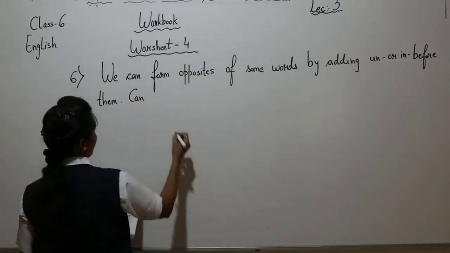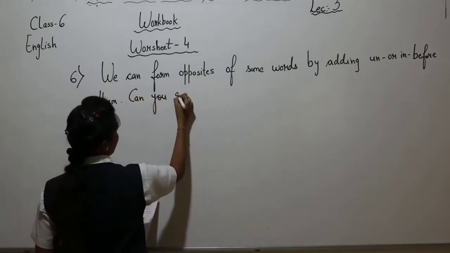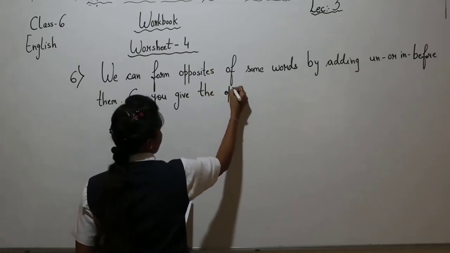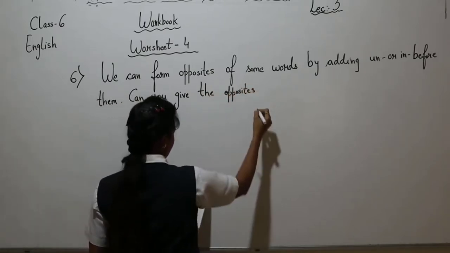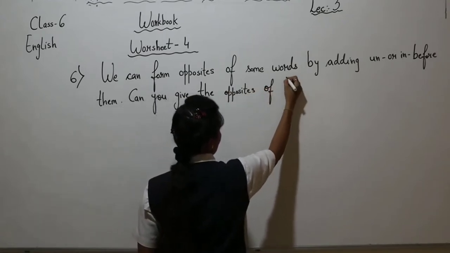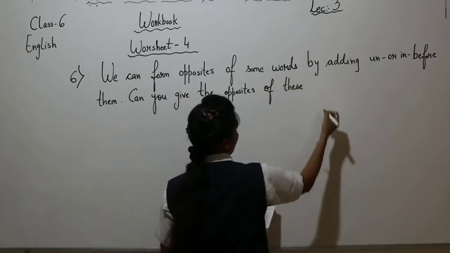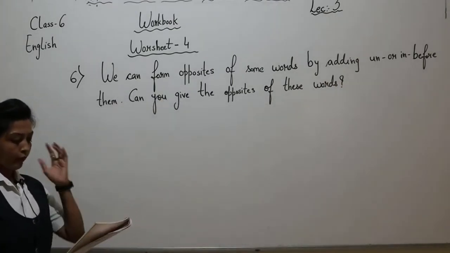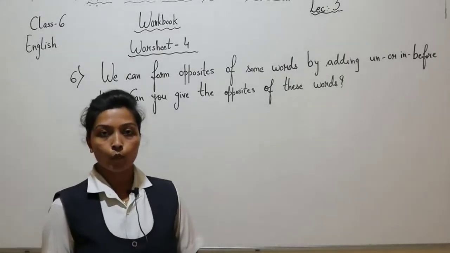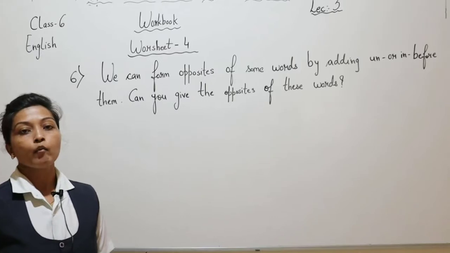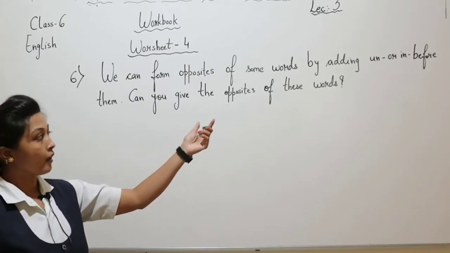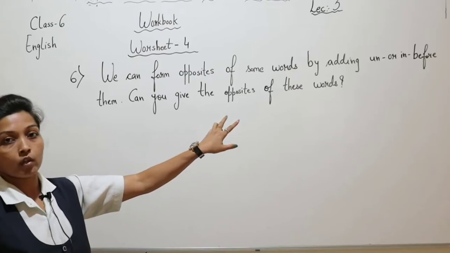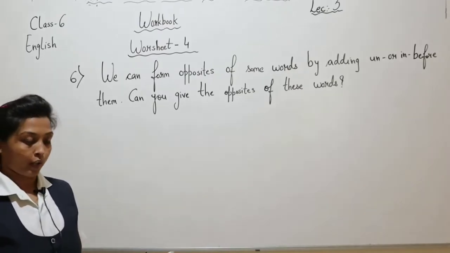Can you give the opposites of these words? So now, whatever the words given below, we have to write down opposites for the following, and for that we have to use un or in before them. Before the given word we have to use these two words and make opposites for the following.